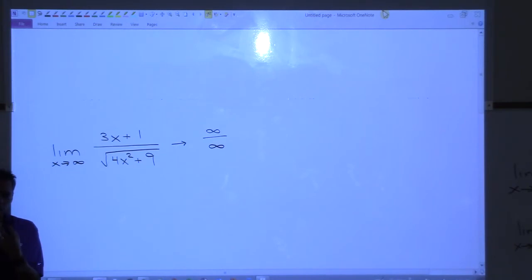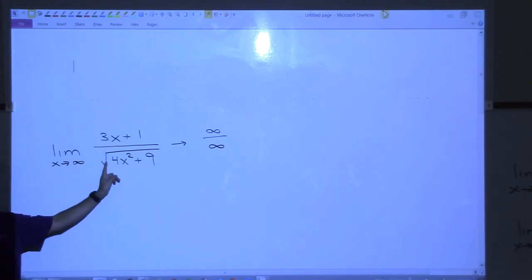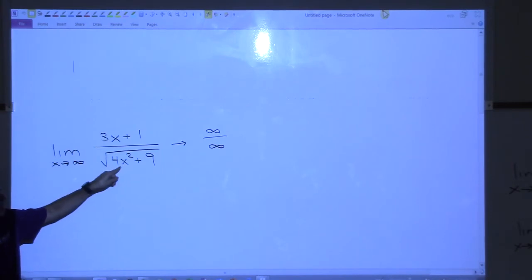But what's wrong with that? What's the problem with that, dividing through by x squared? It's under a radical, right? I need an x squared underneath that, agreed? So how am I going to make that happen?